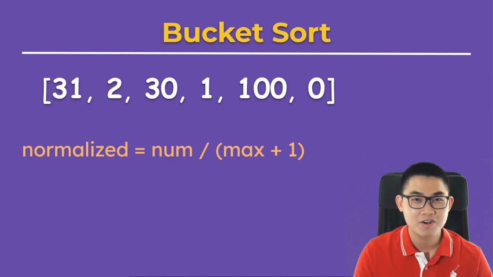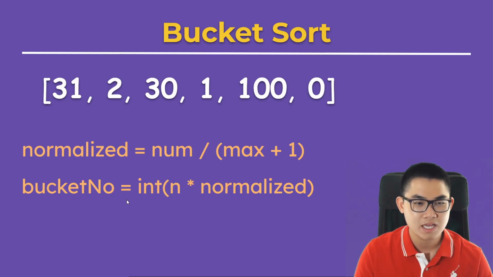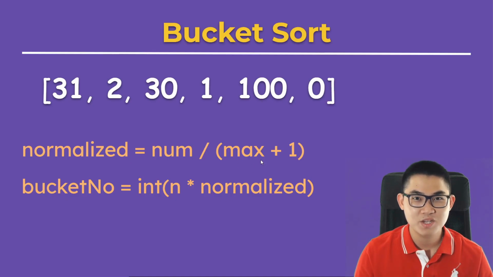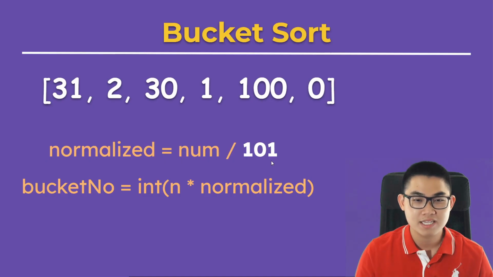And luckily, there are two formulas that we can use. The first one is normalized is equal to num divided by max plus 1. And don't worry, I'm going to show you how to use it. And the second formula is bucket number equals int of n times normalized. What is max going to be? Well, max is the largest number in the array, which is 100, and 100 plus 1 is 101. As well, what is n? N is the number of elements inside the array, and there are six numbers, so n is 6.